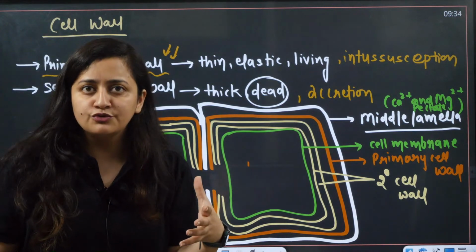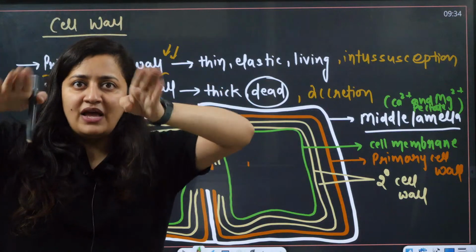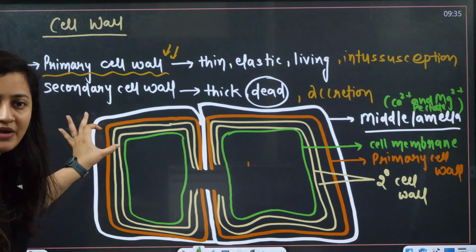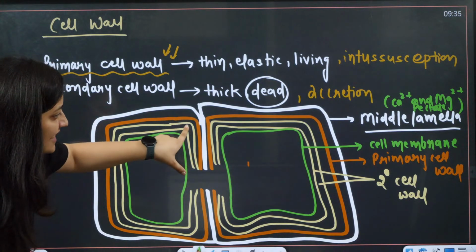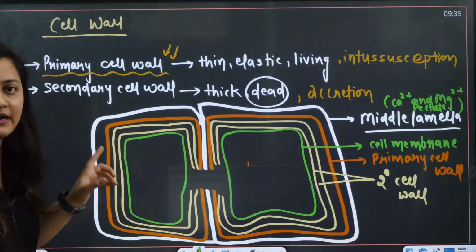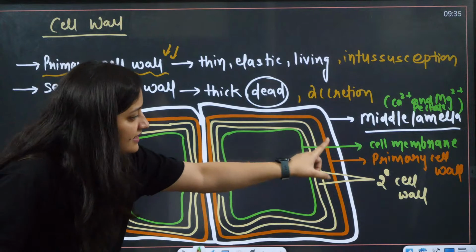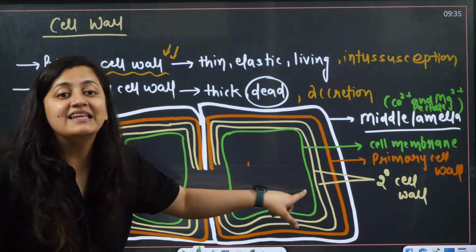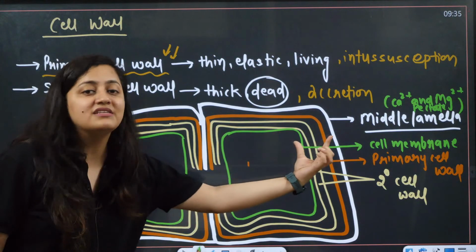Usually students think there will be the cell membrane, then primary, then secondary. No, it is not like that. Outermost is the middle lamella, and after that you have the primary cell wall, then the layers of secondary cell wall. Primary cell wall is single, right? There is just one primary cell wall, and then you have the secondary cell wall, and innermost is the cell membrane.